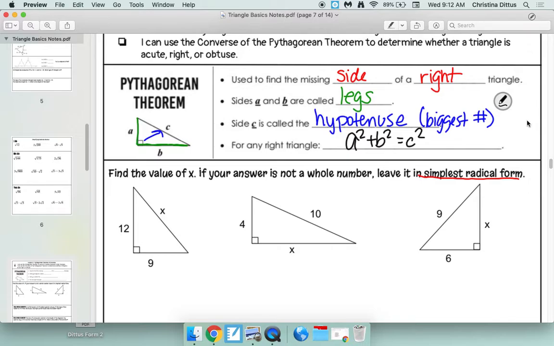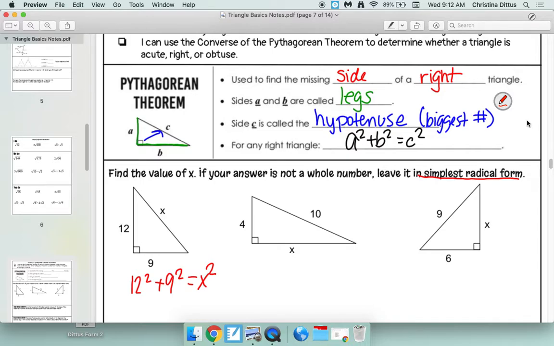Okay. Alright, so here, do I have A, B, or C? Like, what are 12 and 9? A and B, because they touch my right angle. It doesn't matter which one you use as A, which one you use as B, as long as they're A and B and not C. Okay, so here I got 12 squared plus 9 squared equals x squared.